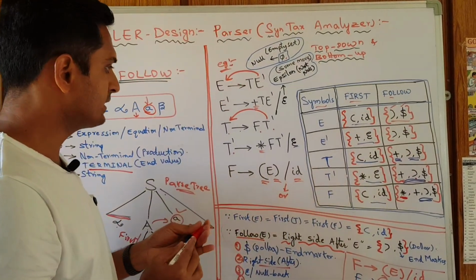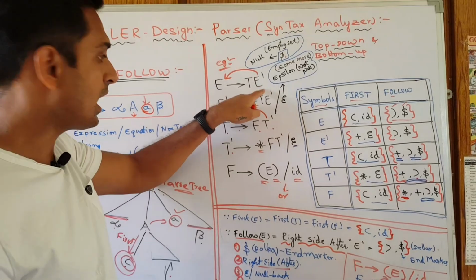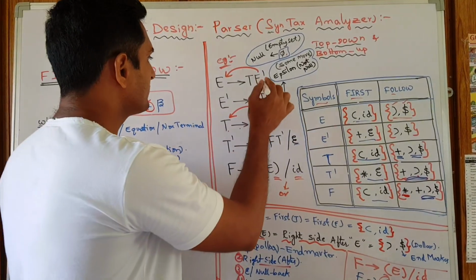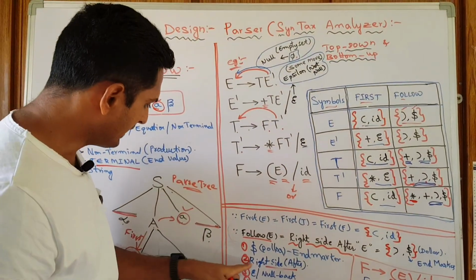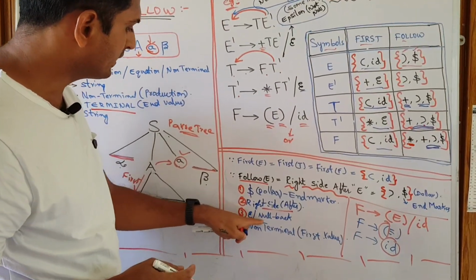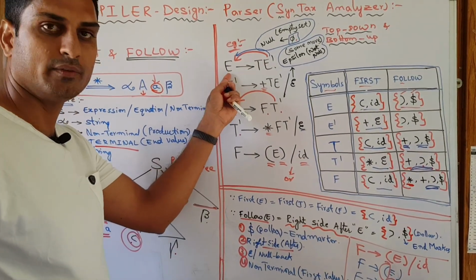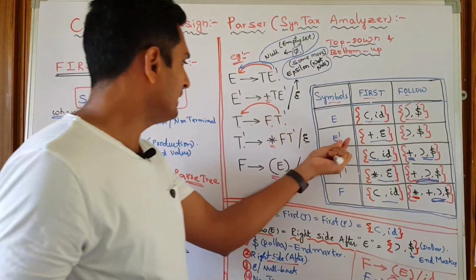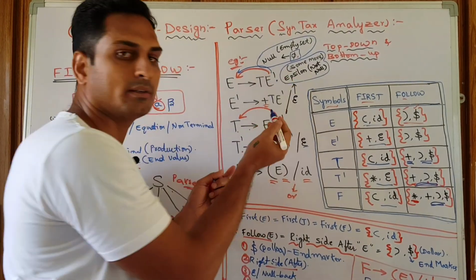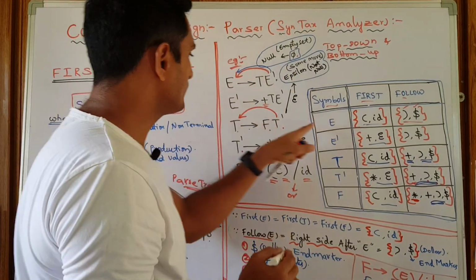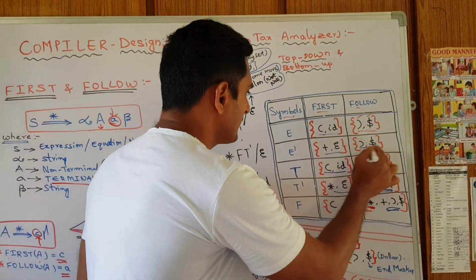Then E dash. E dash follow. Yes, E dash is here. After E dash, nothing is there. Then we need to go back. Say E dash is null, so go back, E empty. No value is there, so we need to go back and take E's follow. E dash's next value is not there, so E dash follow is not there here. So we have to go back and take E's follow. E's follow is closing bracket and dollar. Same values we have taken.